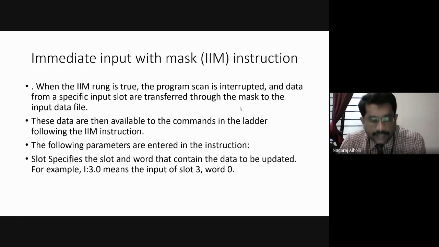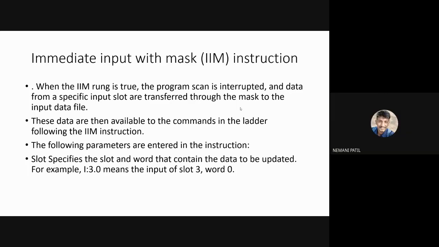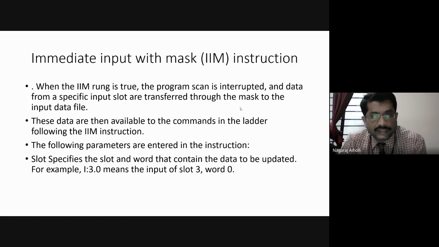Input scan, sir. Correct. You're right. Input scanning means it will read the status of the input and store that data into the input image table file. That's the first step. Second step? Executing, sir. Very good. It will execute the ladder rung instructions and process the input data. Third step, last step? Output scan, sir. Whatever data it has processed, it will send it to the output. So these are the 3 steps in the scanning process.